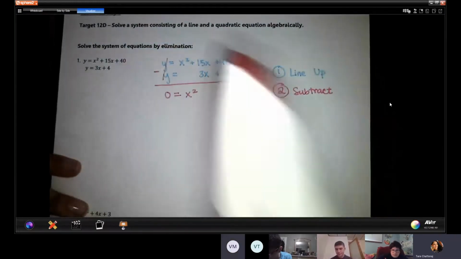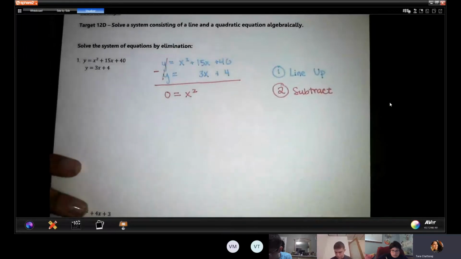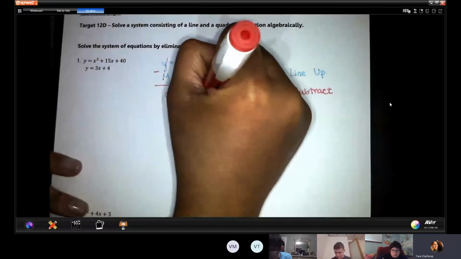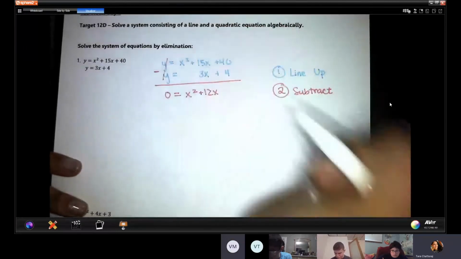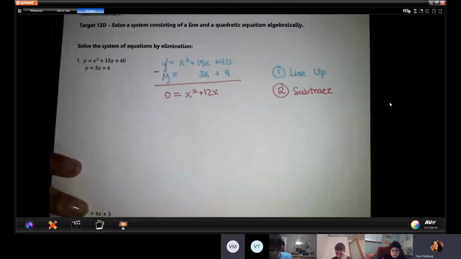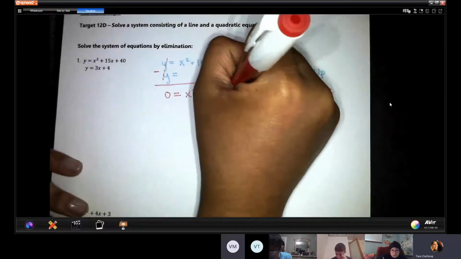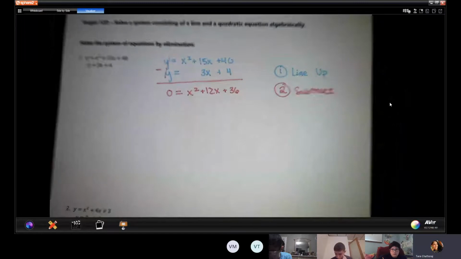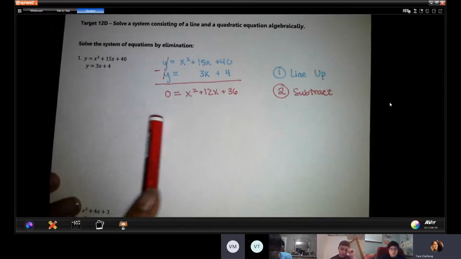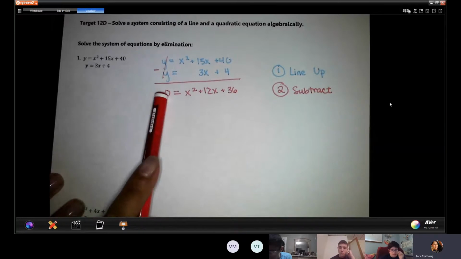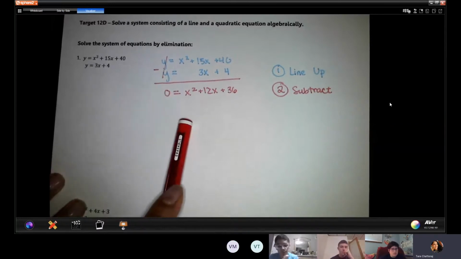15 minus 3 is 12. 12x, good. And then 40 minus 4 is 36. 36. All right, so that's the elimination, right? We've taken two equations and we made them into one equation. And when we did that, we got rid of the y's, right? And that's the really good part about here. So we got rid of the y's, so now we can solve for x, right?